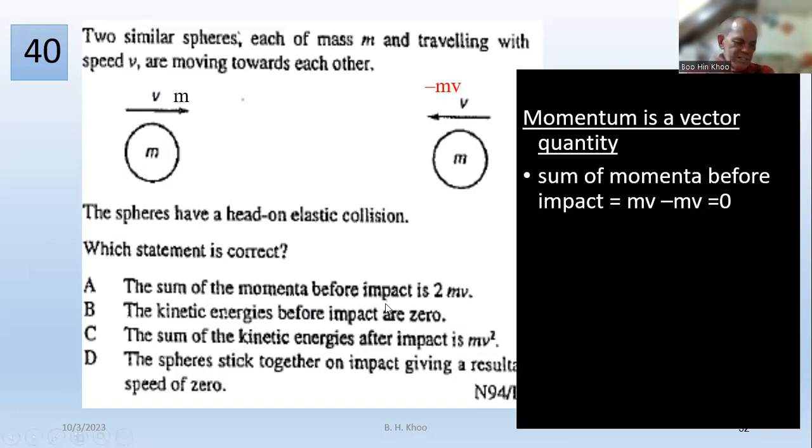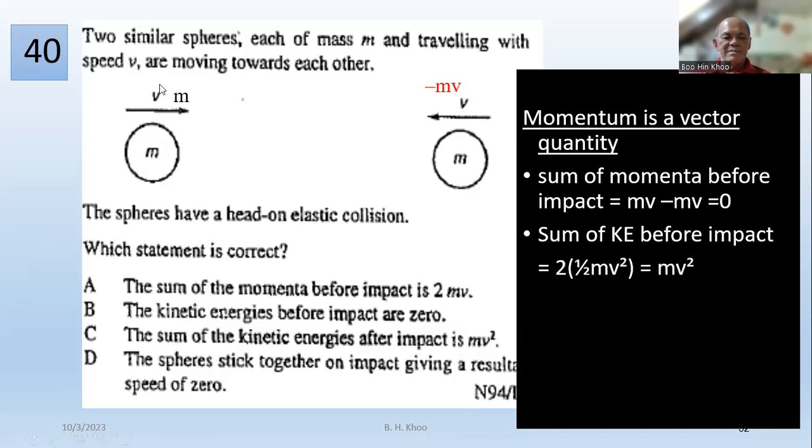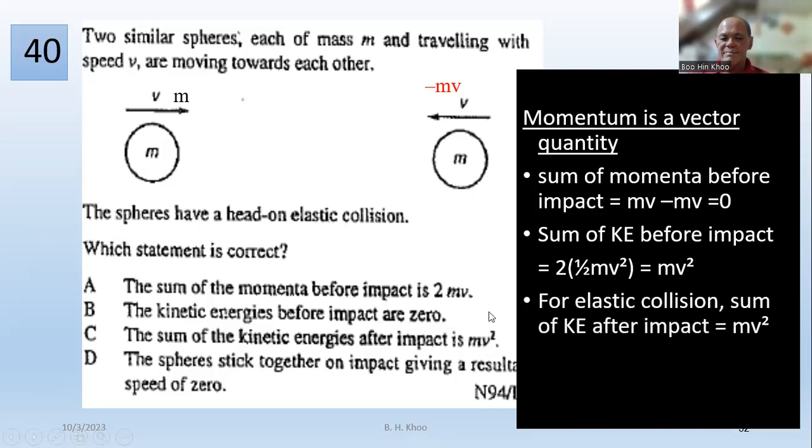Kinetic energy before impact is 0? Kinetic energy is not a vector quantity. We just add the kinetic energies. Both of them are the same, half mv squared. So we just multiply by 2, we get mv squared. The sum of kinetic energy after collision is mv squared. The collision is elastic, so it should be correct. For elastic collision, the sum of kinetic energy after impact is mv squared.